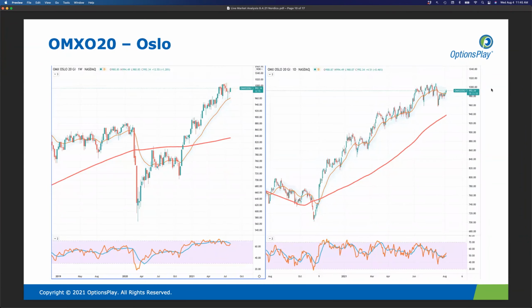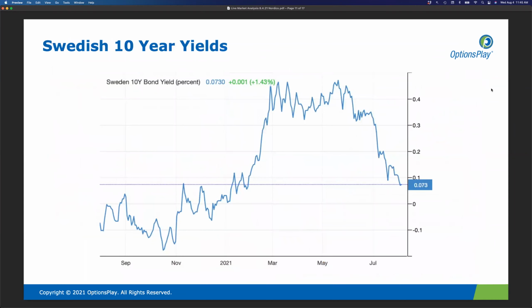Oslo is a little bit on the weaker side and very much in a bullish market. And I would say quite a bit of it is due to the significant decline we've seen in interest rates. The Swedish 10-year bonds have been in equilibrium around 40 basis points or so. But in June, we started to fall significantly. We're back down to just 7 basis points. That shifts equity valuations quite a bit. That's what causes equities to continue to expand multiples.